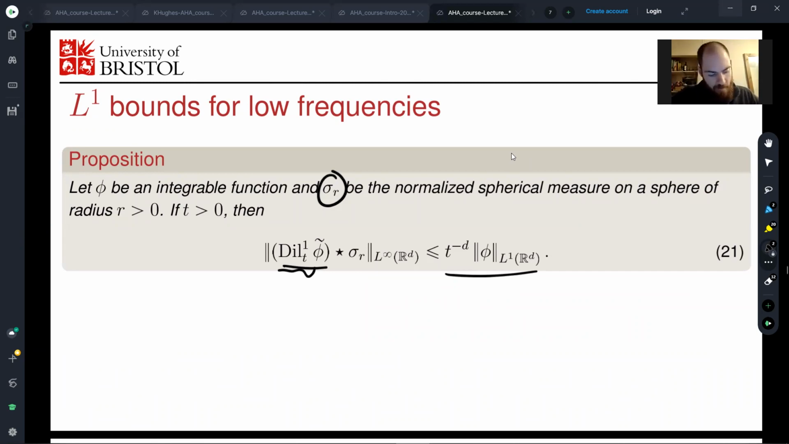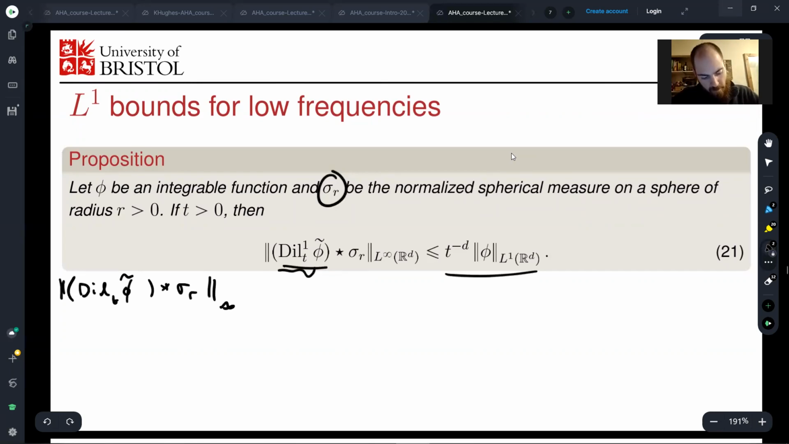How do we prove this? Well, we know that the L infinity norm of this, the dilation, is at most the L1 norm of the Fourier transform, which would be that's a 1, times, of course, the Fourier transform of this buddy too.